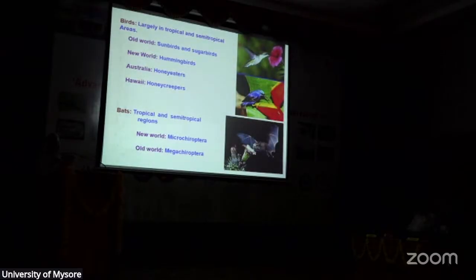Among birds as well as bats, they bring about pollination mostly in the tropical and subtropical areas. Amongst birds in the Old World, sunbirds and shorebirds are the most important. In the New World, hummingbirds are the important pollinators. And in Australia, honey eaters, and in Hawaii, honey creepers are the pollinators. And in bats, in the New World, they belong to Microchiroptera, and in the Old World, they belong to Megachiroptera.